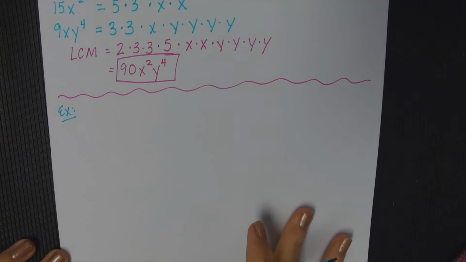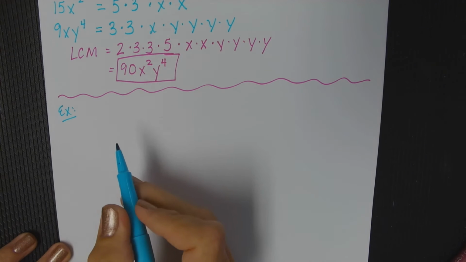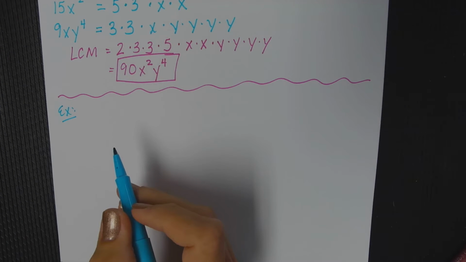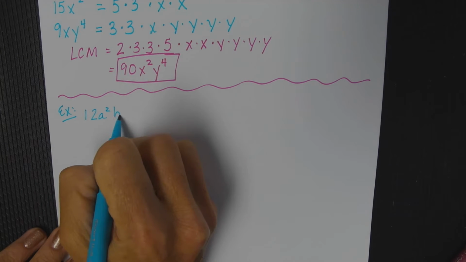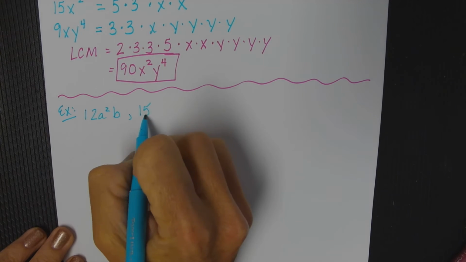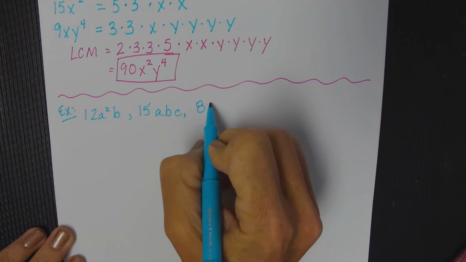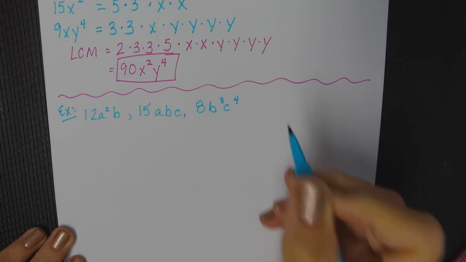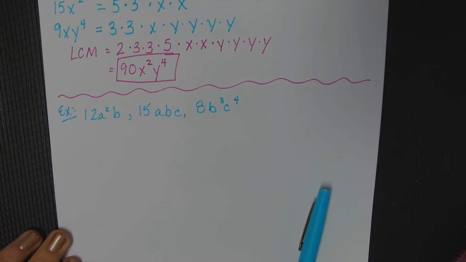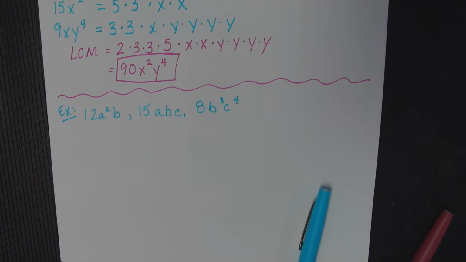All right, so let's do another example. Let's do this one. 12a squared b, 15abc, and 8b to the 3rd, c to the 4th. I want you to work on this one by yourself. Find the least common multiple.